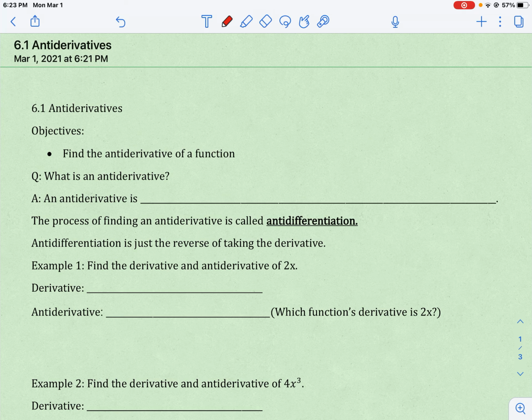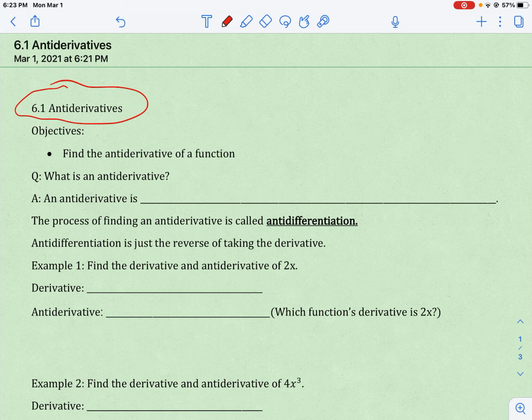Looking at the next section, 6.1 antiderivatives. Let's just get right into it. Our objective today is to learn how to find an antiderivative of a function. So, the first question: what's an antiderivative? Well, it sounds like derivative, right? So it may have something to do with that.